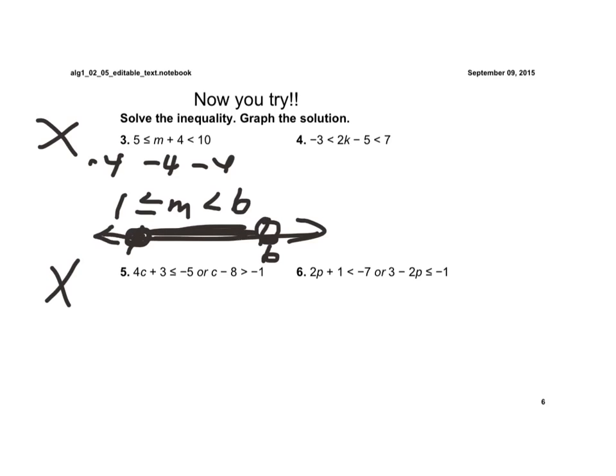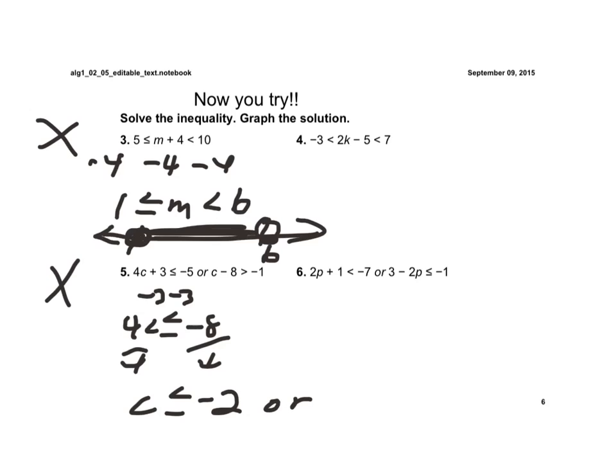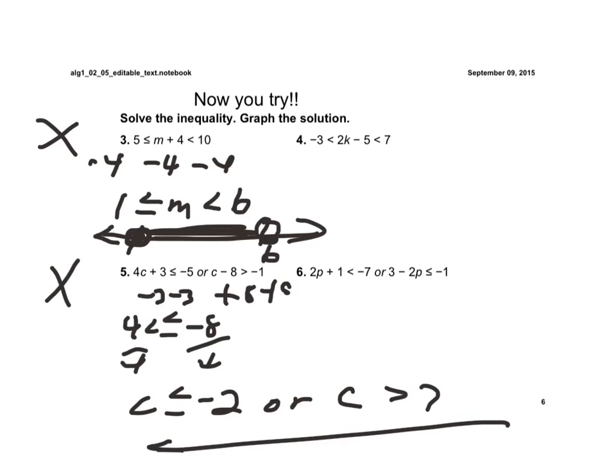And then for number 5, we'd subtract the 3 here, so we'd have 4c is less than or equal to a negative 8. Divide by the 4, and c is less than or equal to a negative 2. Or here we'd add the 8 to both sides, and we get c is greater than 7. And again, if we would graph these real quick, it'd have negative 2 here, 7 here, open and to the right, and this would be closed and to the left.